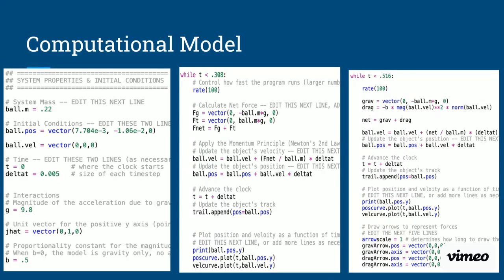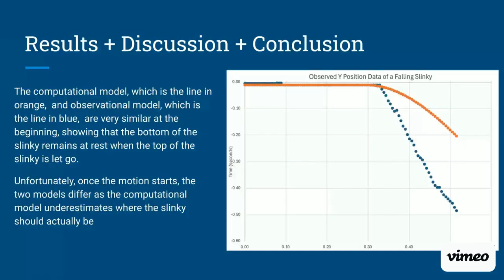Then in the final while loop, which represents the motion of the bottom of the slinky, I found the gravitational force and the drag force acting on the bottom of the slinky, and then I added them together to find the net force. And using the net force, I updated the velocity and position using the velocity and position update formula. After coding everything, I then ran the code, which gave me the y position of the bottom of the slinky, and I put those into an Excel chart, and then I graphed it alongside the observational data.